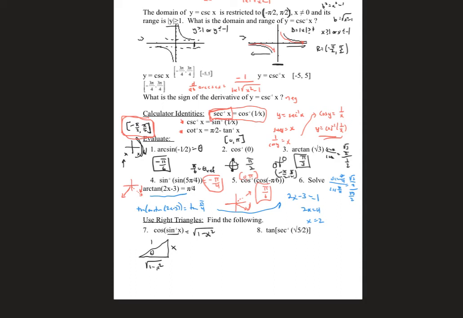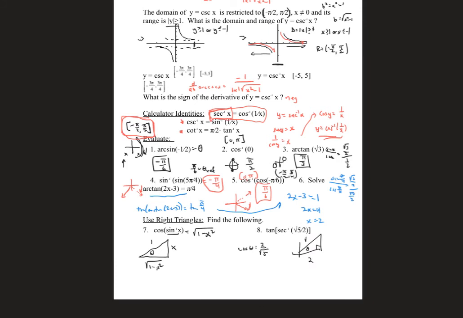And likewise, if we have an angle whose secant is square root of 5/2, that is the same angle whose cosine is 2 over square root of 5. So I'm going to draw an angle whose cosine is 2 over square root of 5.